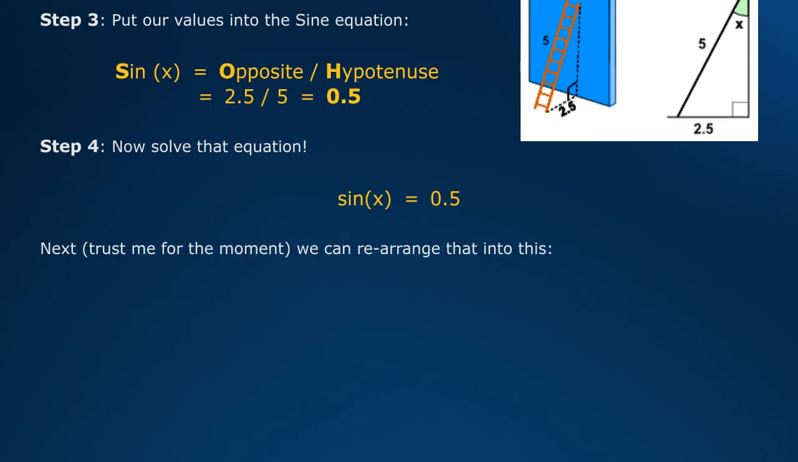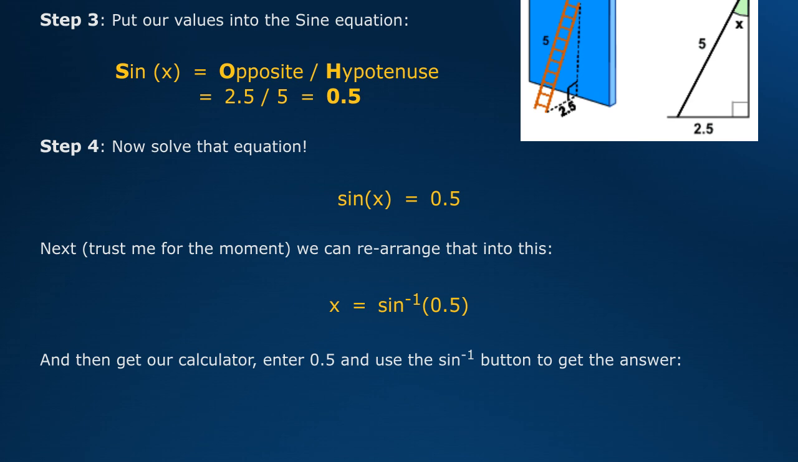Next, trust me for the moment, we can rearrange that into this. x equals inverse sine of 0.5. And then get our calculator, enter 0.5, and use the inverse sine button to get the answer. x equals 30 degrees.